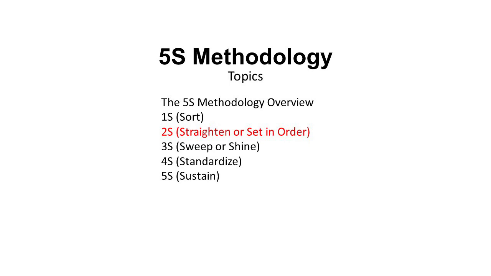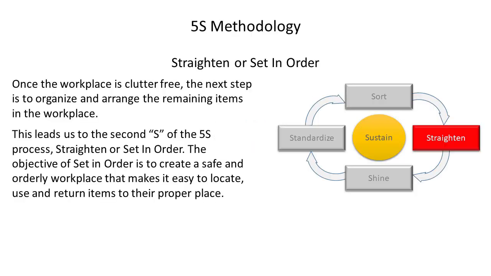Now, let's dive into the second S, straighten or set in order. Once the workplace is clutter-free, the next step is to organize and arrange the remaining items in the workplace. This leads us to the second S of the 5S process, straighten or set in order. The objective of set in order is to create a safe and orderly workplace that makes it easy to locate, use, and return items to their proper place.